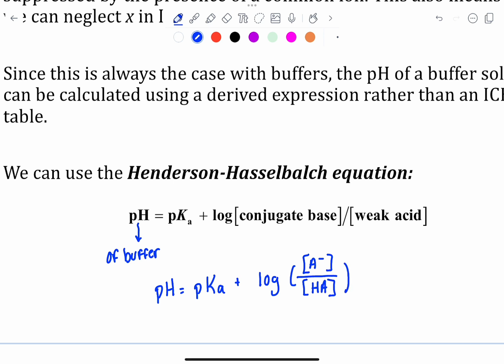Now, I personally like writing my Henderson-Hasselbalch in this equation because it reminds me that the conjugate base is only an ion.